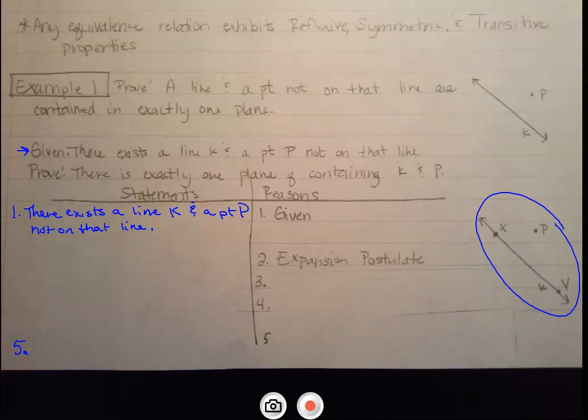All right, so here's the deal. On this one, we're kind of doing plug it in. We're going to plug in the next step. We know we have to apply the expansion postulate. What is the expansion postulate? If you don't know, you need to go back and find it in your notes.